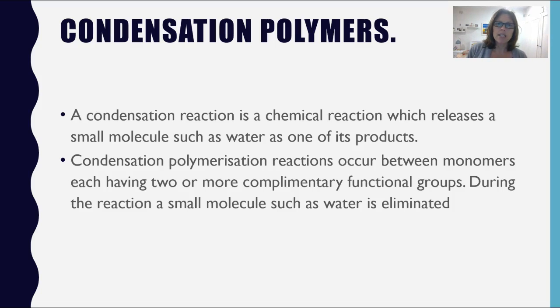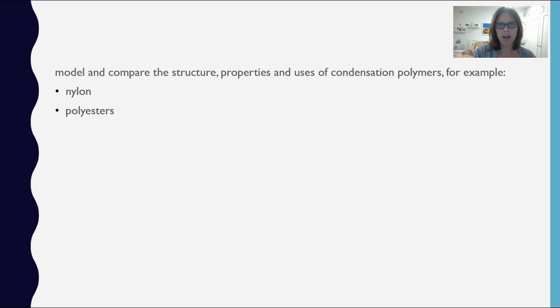It differs from addition polymerization because we don't have a double bond breaking to allow that polymerization to take place. Instead, we have single bonds and monomer units joining together. And in this case, we're also producing two molecules, as opposed to one: we've got our polymer and that unit of water.